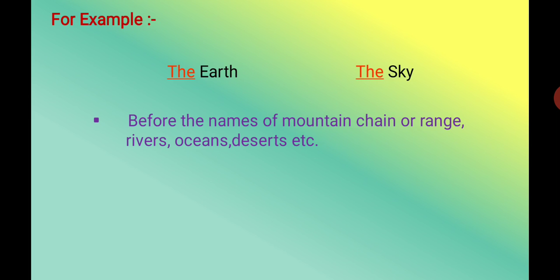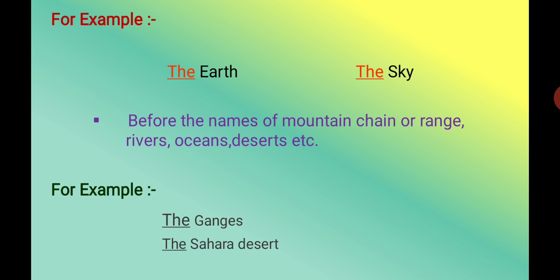Okay, before the names of rivers, before the names of oceans, before the names of deserts, we use the. Let's see the examples. The Ganges, the Sahara Desert and the Pacific Ocean. The Ganges is the name of a river which we call Ganga. The Sahara Desert is the name of a desert and the Pacific Ocean is the name of an ocean.